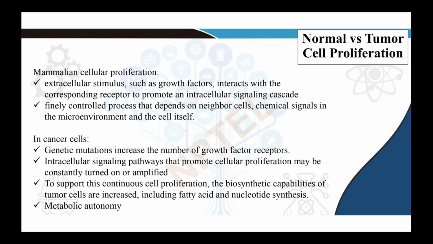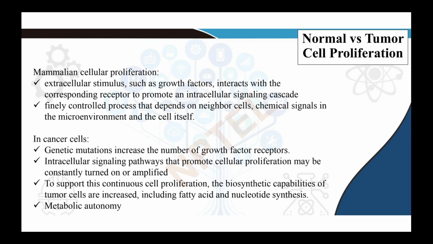So, in case of mammalian cell proliferation, the signaling pathways are tightly regulated. When the cell sees that proliferation is required, only then those particular signaling pathways are switched on. When the cell sees that the cell needs to be killed, apoptotic pathways will be switched on. But in case of cancer cells, only proliferation is happening. Okay, so all the proliferation related pathways will be constantly on, and it will be amplified.